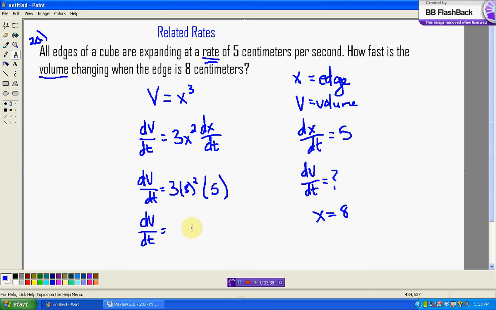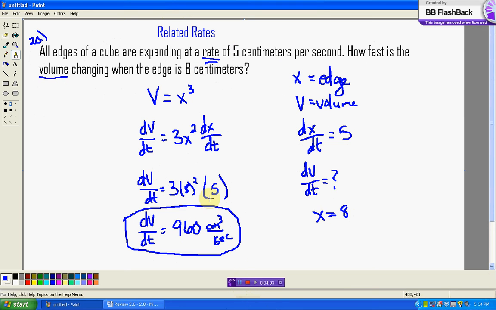Then we plug in and solve. 8 squared is 64. 64 times 3 times 5 is 960, and it would be centimeters cubed per second. That would be our rate at which the volume is changing if these parameters are there.